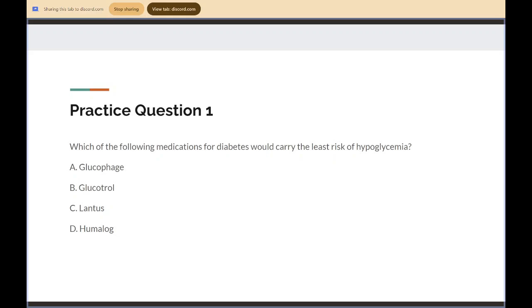Okay, so the correct answer is choice A, Glucophage, and that is metformin. So if you chose A, that is correct. Metformin is the least likely to cause hypoglycemia as it doesn't stimulate insulin release. Choice B, Glucotrol, which is glipizide. It is a sulfonylurea, and that directly stimulates beta cells to release insulin. So all three of those, B, C, D, carry a risk for hypoglycemia.